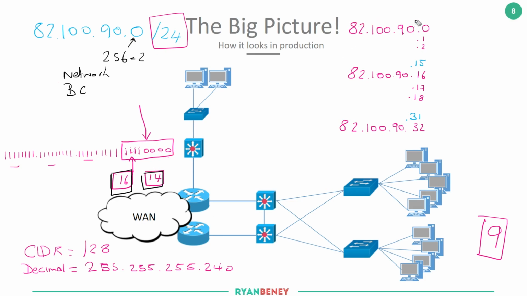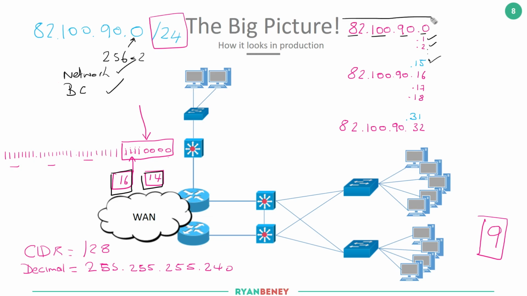And the way that we would write it out now is here you can see I've popped 82.190.0, and that will go .1, .2, .3, .4, .5 all the way up to .15. Then the next network will start at 82.190.16, all the way up to 32, and the next network will start. But like I said, we lose 2 IP addresses. We lose one for the network and one for the broadcast.